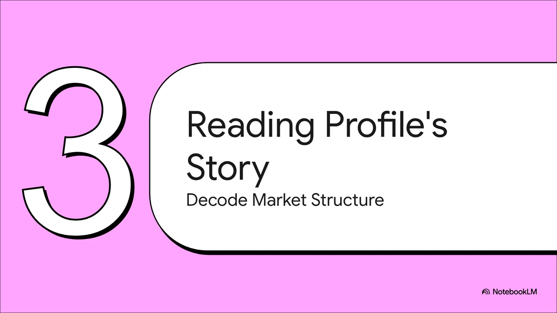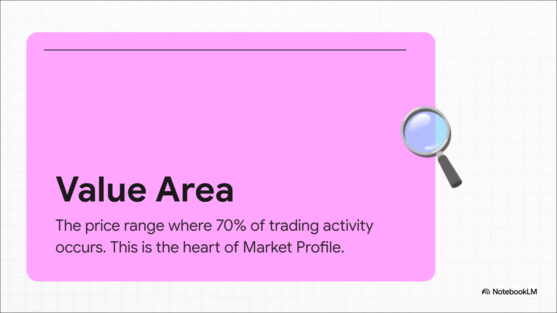Okay, so we've got this new tool, this new structure. But how in the world do you actually read it? Well, you can think of it like learning to read the story of the day's battle. Every little shape and bulge in that profile is a clue, telling you who's winning the fight. Now, the absolute heart of every single profile is something called the value area. This is basically the market's comfort zone for that day. It's the price range where roughly 70% of the business got done, where buyers and sellers were happiest to trade. This is what the market considered fair value.